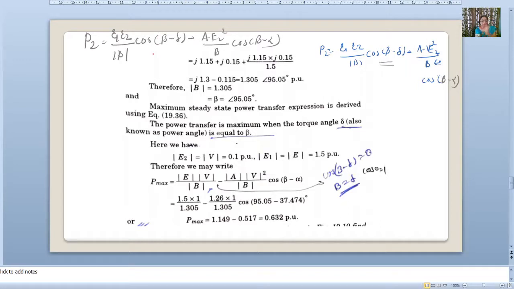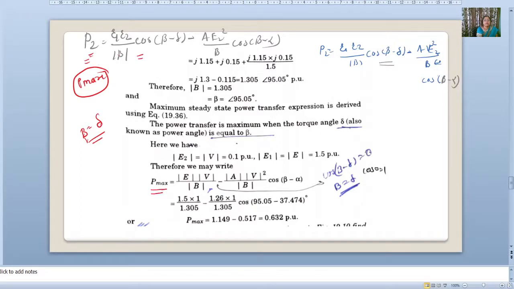Now here, when will this receiving end power be maximum? It will be maximum when this term is maximum, that is, when beta is equal to del. Then and only then will this P2 be maximum.